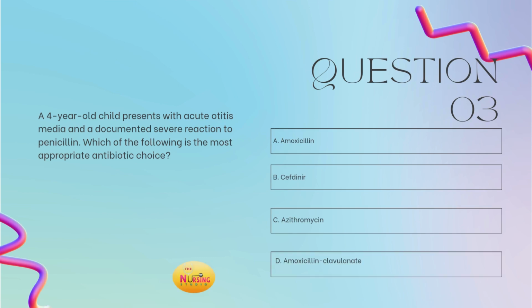Question number 3. A 4-year-old child presents with acute otitis media and a documented severe reaction to penicillin. Which of the following is the most appropriate antibiotic choice? Is it A, amoxicillin? Is it B, cefdinir? Is it C, azithromycin? Or is it D, augmentin? Take a moment and tell me what you got in the comments, y'all.